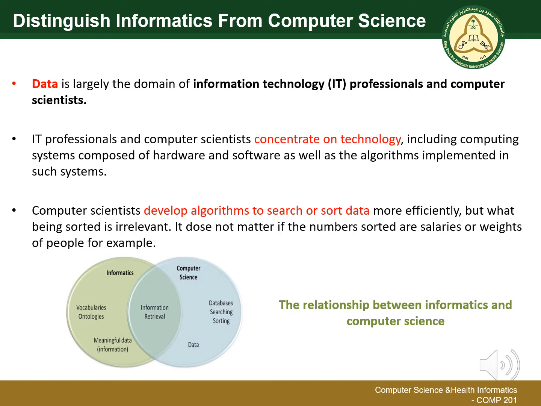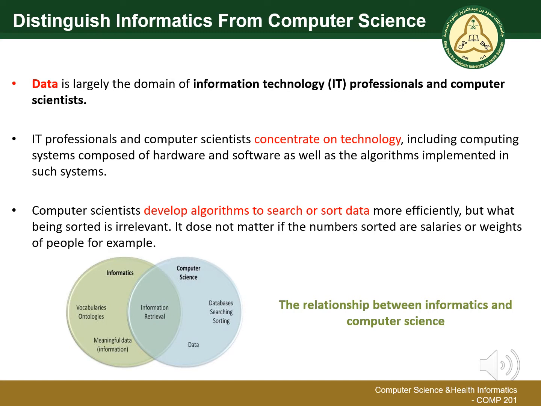Now let's talk about distinguishing informatics from computer science. كيف إني أقدر أميز الinformatics من الكمبيوتر science. Data is largely the domain of IT والprofessionals and computer scientists. So دائما computer scientists والIT بشكل عام, they are all dealing with data. The IT professionals and computer scientists concentrate on technology, including computing systems, which are composed of hardware, software, and algorithms as well. While computer scientists do develop algorithms to search or sort data more effectively, what's being sorted is irrelevant.